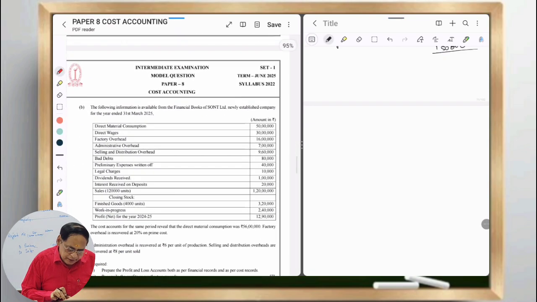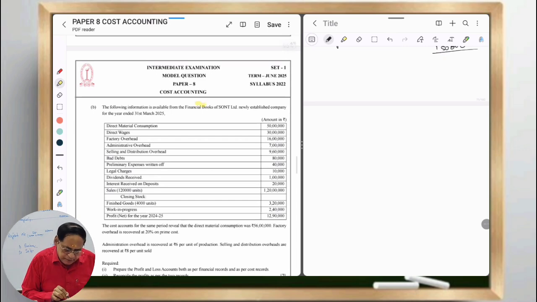So, here the following is available from the financial books of Sony Limited, a newly established company, for the year ended 31st March 2025. In this question, the direct material consumption is 50 lakhs, direct wages 30 lakhs, factory overheads 16 lakhs. Just by seeing, we can easily know that we can prepare trading account and profit and loss account. Bad debts, preliminary expenses, legal charges, dividends, everything will be there. Direct consumption goes to the trading account, direct wages to the trading account.